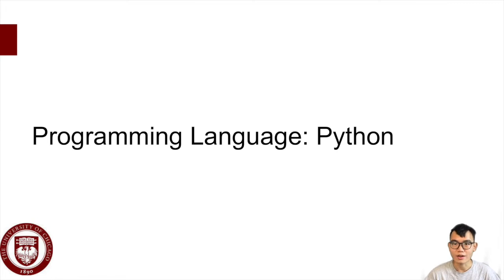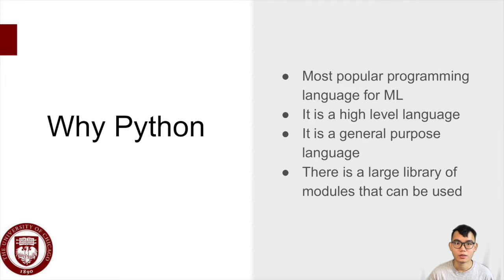The programming language that we will be using is Python. So why Python? The first reason is that it is the most popular computer language for machine learning. The more popular a language, the more likely you are to find help from others when you encounter a problem. The second reason is because Python is a high-level language. That means compared to lower-level languages like C, you spend less time coding to accomplish the same task.